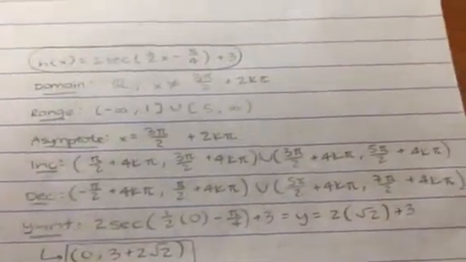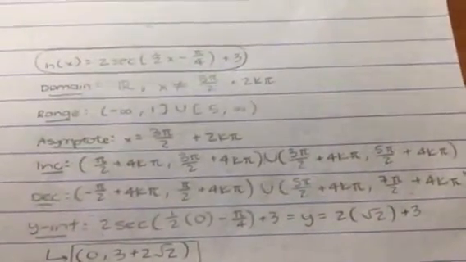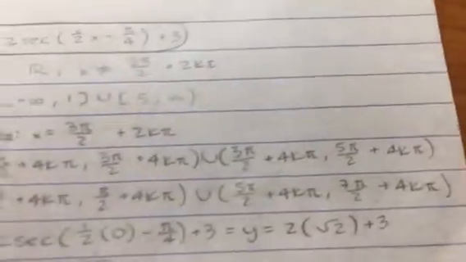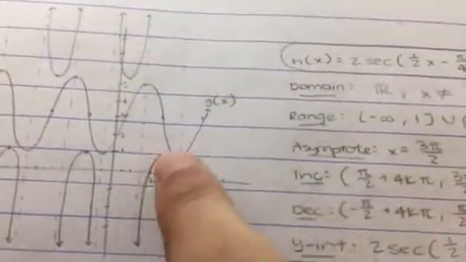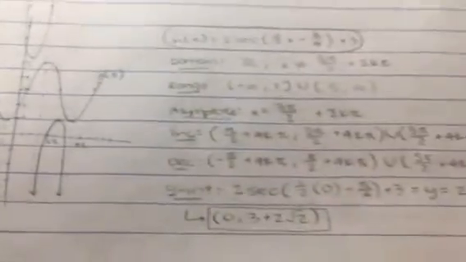And then it's also increasing from 3 pi over 2 plus 4k pi to 5 pi over 2 plus 4k pi, because it's just down here. So 3 pi over 2 to 5 pi over 2, and then just added 4k pi.